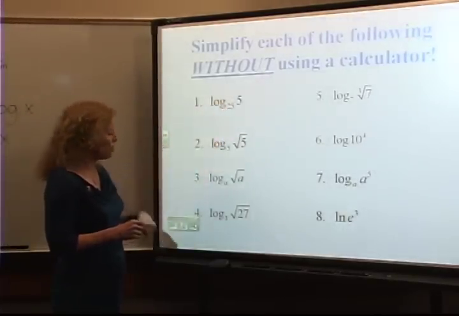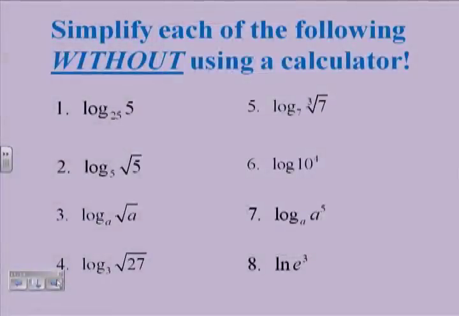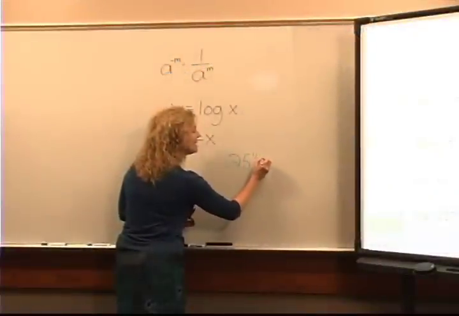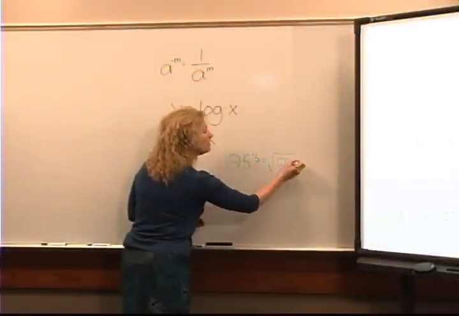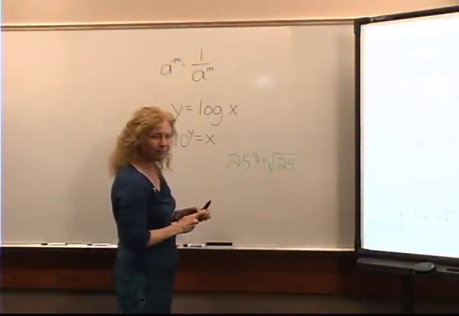We've actually seen this one before. Log base 25 of 5. What's a logarithm? A logarithm is an exponent. So I'm asking 25 raised to what exponent gives you 5? And the answer is 1/2. Why? Because 25 to the 1/2 is the same as the square root of 25, and that would be 5. Okay?